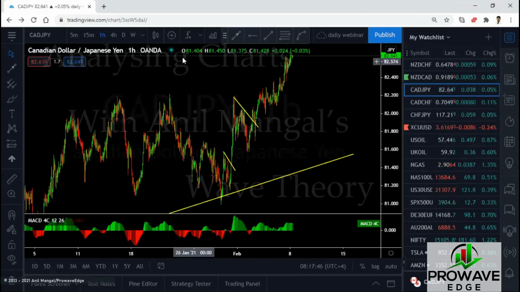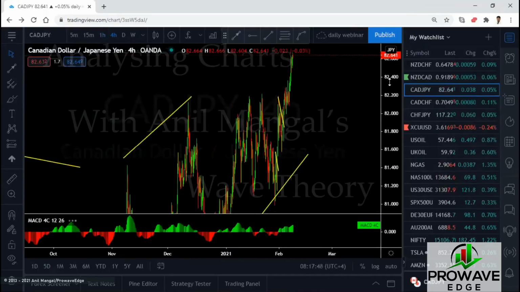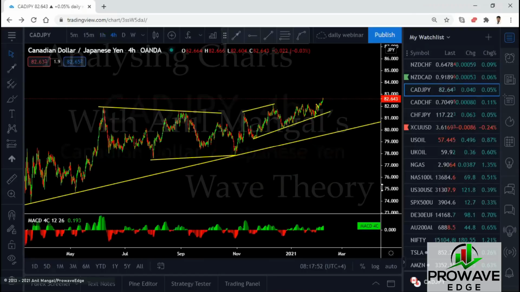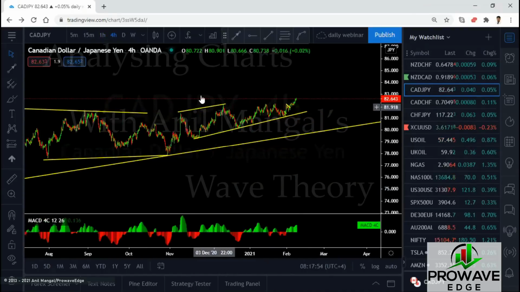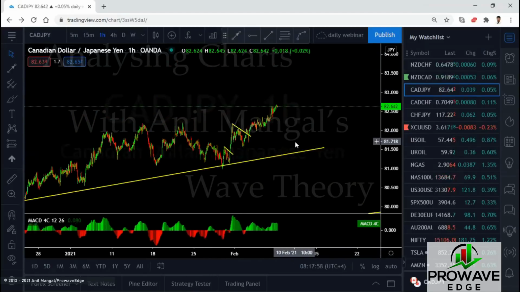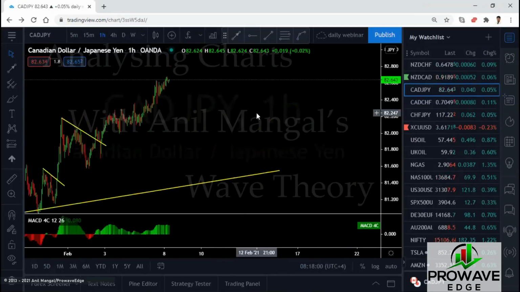CAD yen. Do we have a sell setup? Remember I said we're looking for the sell in the CAD yen. We don't have a sell setup, but if it starts to fall, we can go with the trade. But there is no sell setup as it stands right now, not based on the strategy that I'm trading. I can see the sell setup coming, but it's just not there as yet.